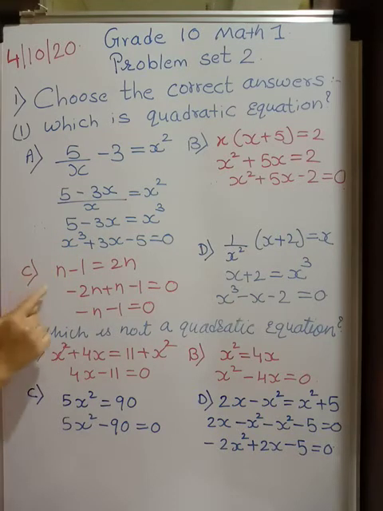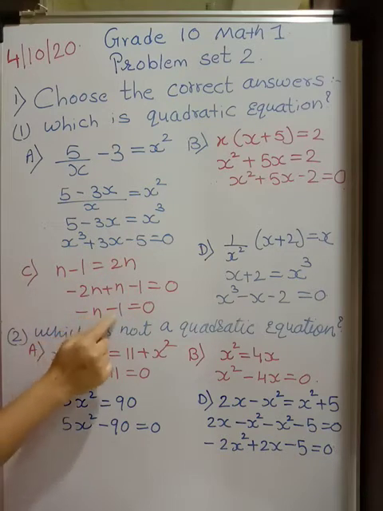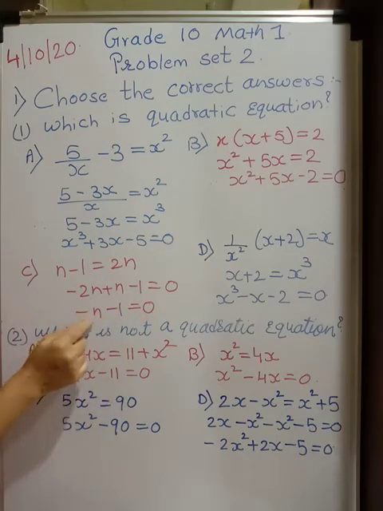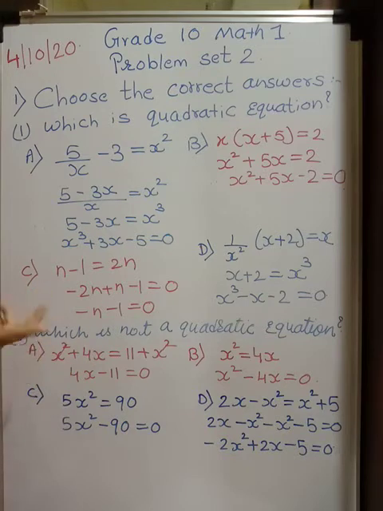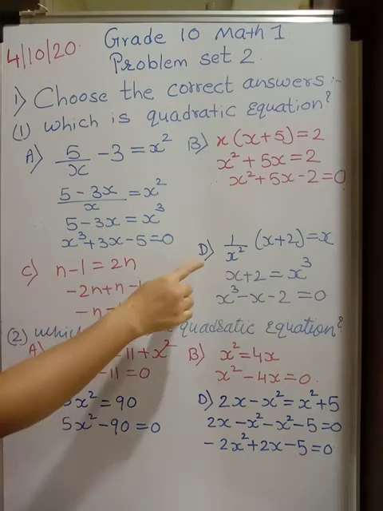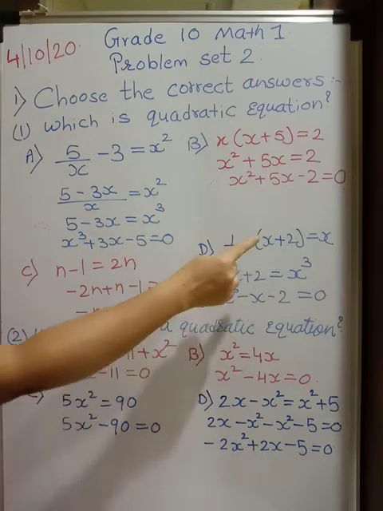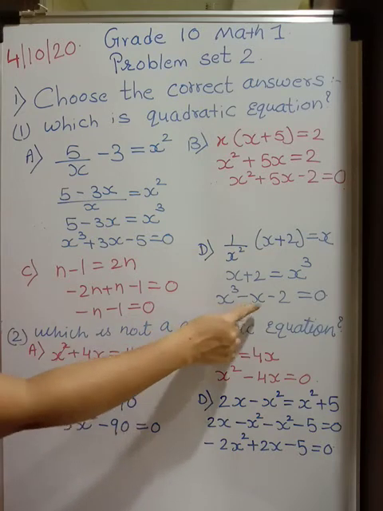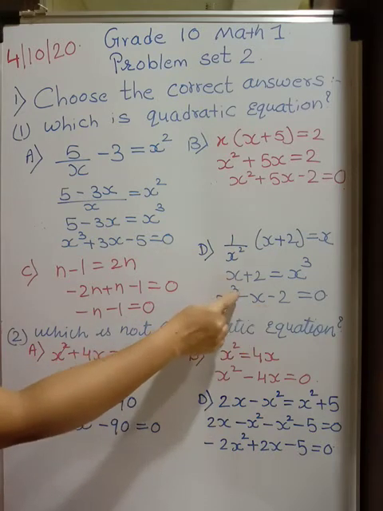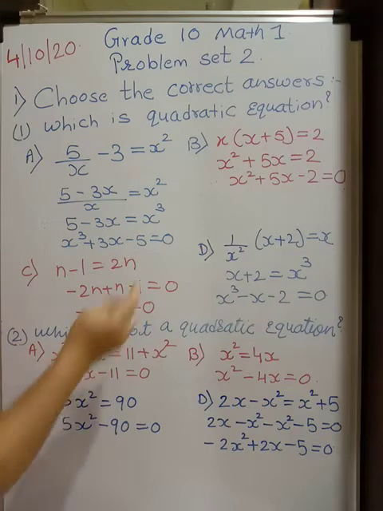Look at C also. If you solve this, you get minus n minus 1 is equal to 0. n is having index only 1. So this also can't be a quadratic equation. Look at D. If you simplify this, at the end again you are getting x cube minus x minus 2. So the highest index is 3. We want 2. Look at B.